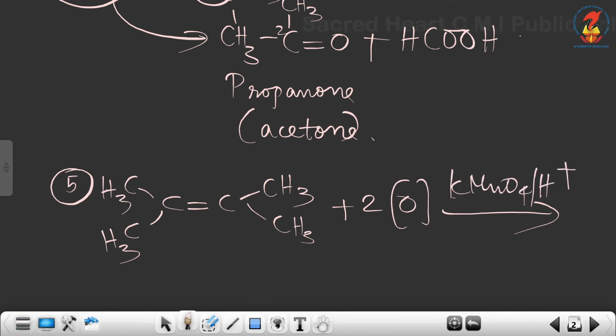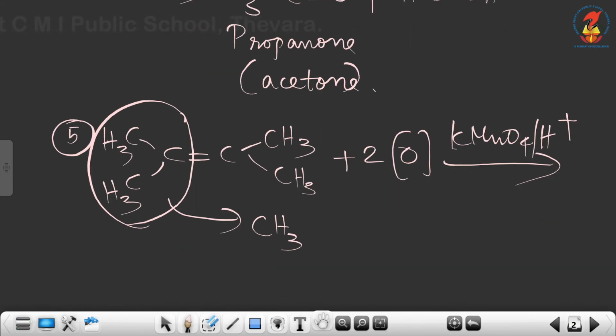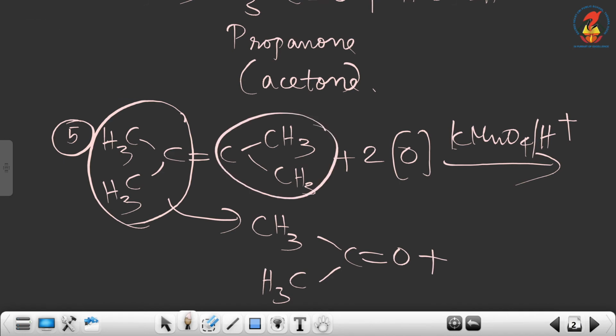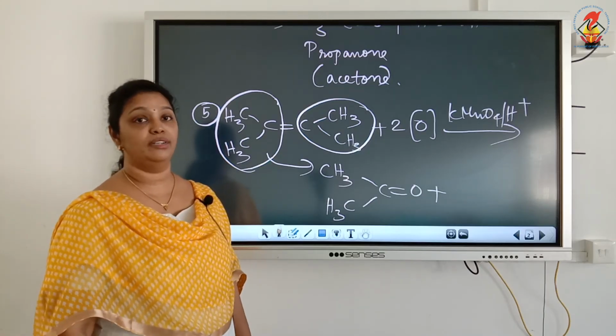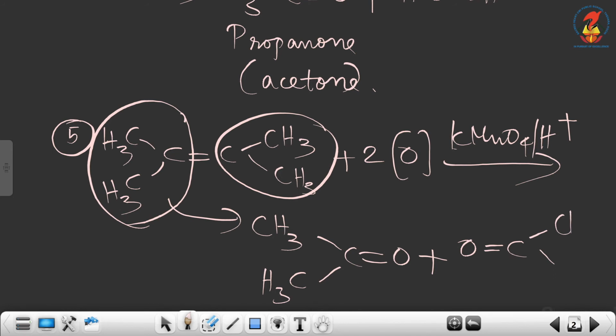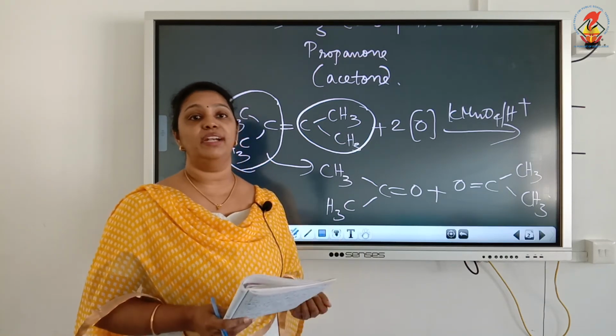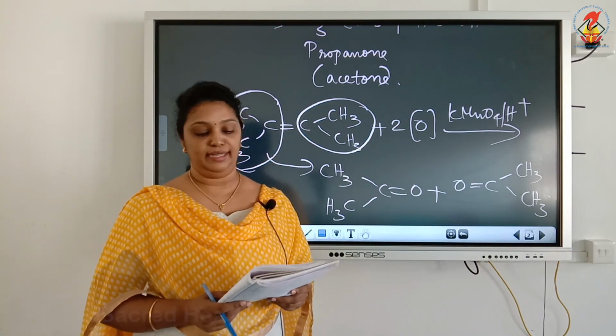KMnO4/H+. Now here you can see on this side we have double bonded carbon with no hydrogen, so ketone is the product. So how will you write the product? CH3 CH3 C=O. Plus this side also you can see the double bonded carbon carries no hydrogen, so again ketone is the product. So what will be the product? COCH3CH3. Both products are the same, propanone or acetone. So these are the different examples for the oxidation of alkenes.